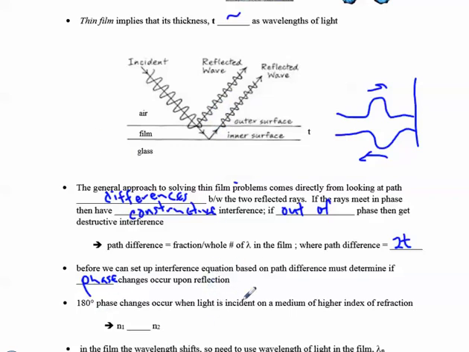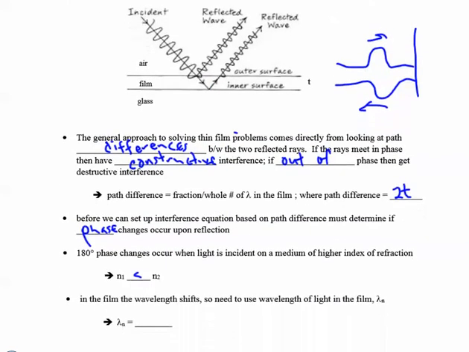If it is incident upon a medium of higher index of refraction, then there will be a 180 degree phase change. A trough will become a crest, will become a trough. So in other words, n1 has to be less than n2 for this to occur. That's the process we have to go through every single time before we can set up an equation to determine if there's an inversion.